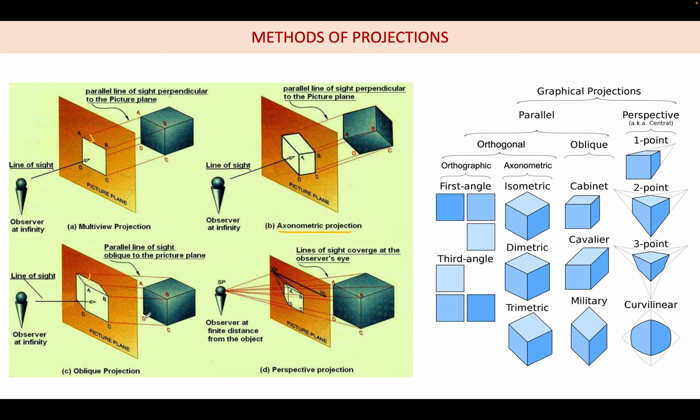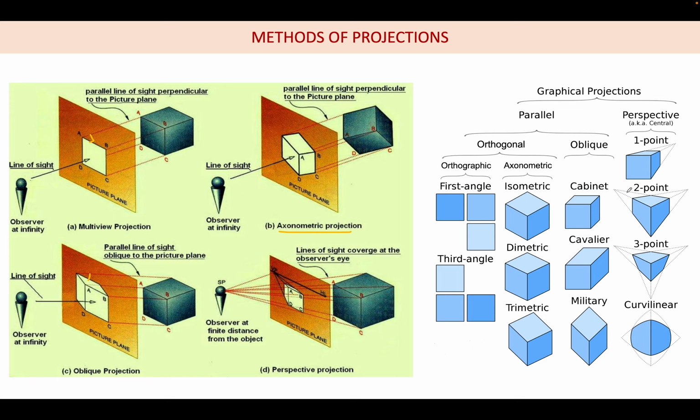In all these three cases, the projectors are parallel to each other, whereas in this case alone the projectors are convergent. So this differentiates the perspective projection from the other three projections. If you take a small cube, orthographic projection means you will get 2D views. In axonometric you will get a pictorial view, but based on different types: isometric, dimetric, trimetric, etc. Oblique you have mainly three types. Perspective you have single point perspective, 2 point, 3 point, curvilinear, and many such things.